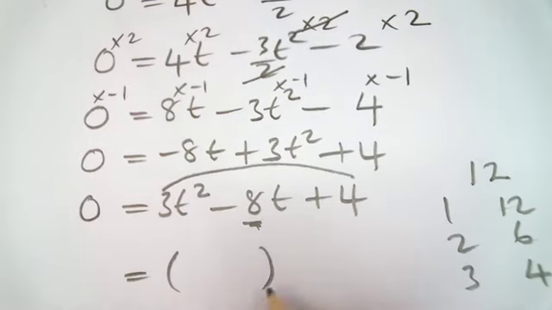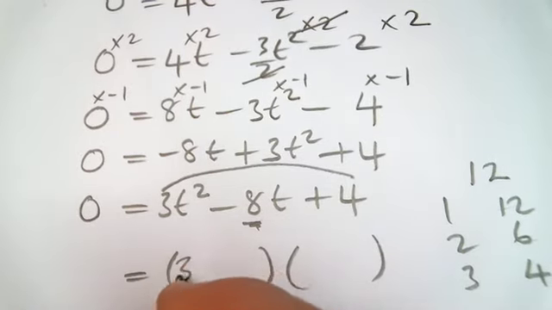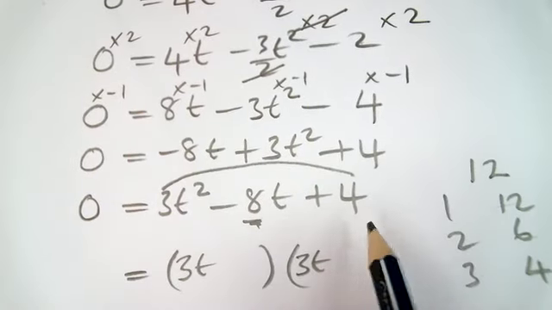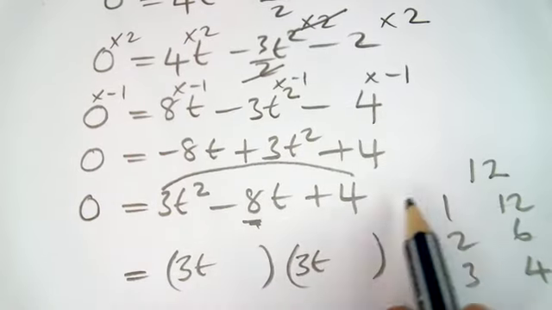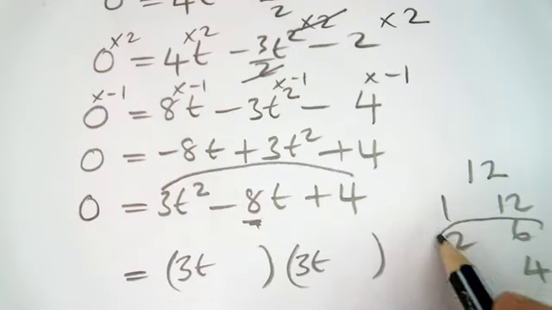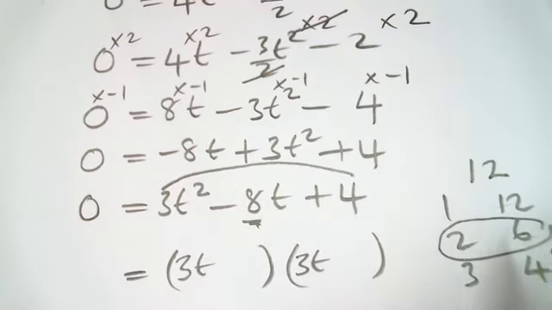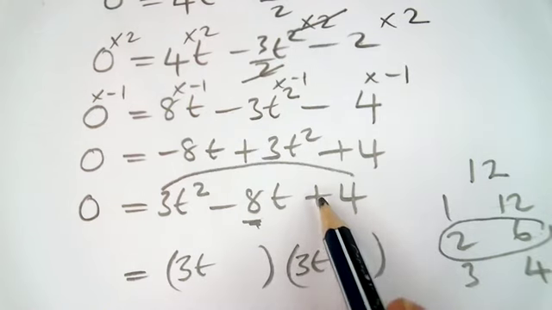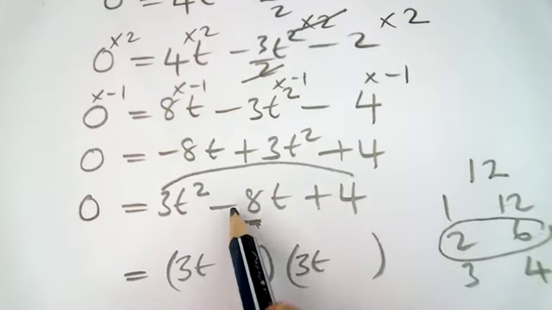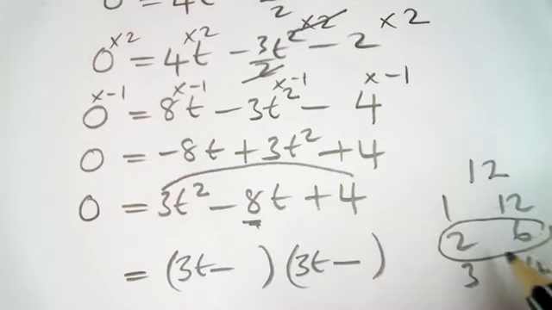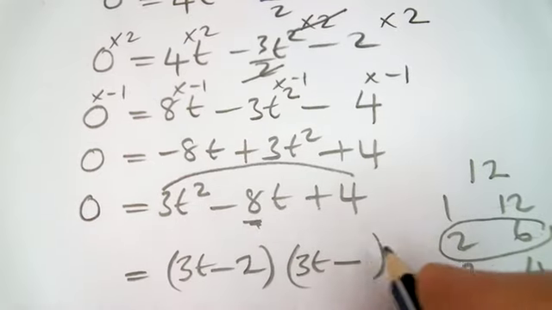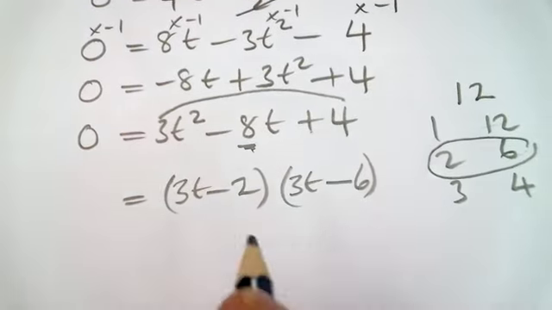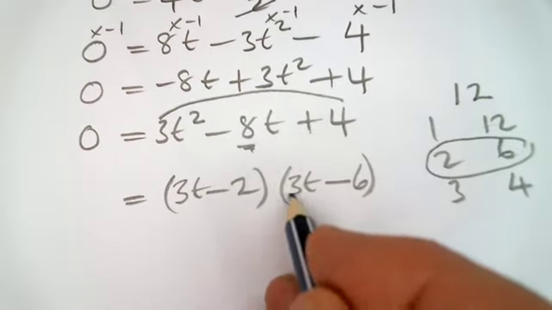So I'll put my two brackets down. I've got my 3t at the start of each one. And now let's have a look. 2 and 6. Okay, so 2 and 6, because we know the signs are the same, a plus here, and they're both negative, so negative and negative. If I put a 2 and a 6 in here, it does not matter which order I put them in. Suddenly there's our quadratic.